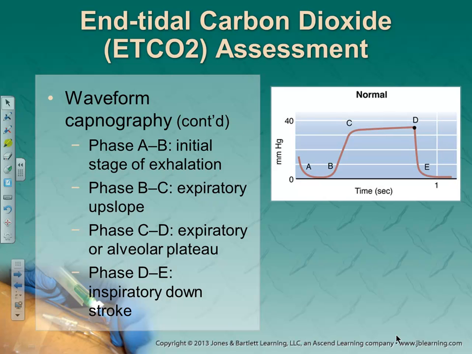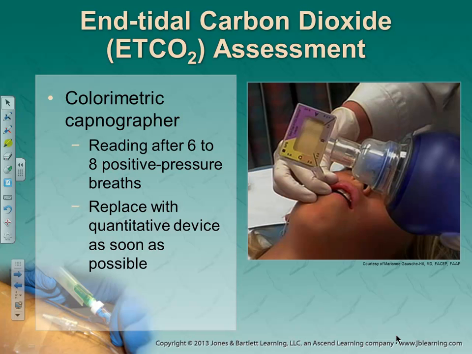You've got a couple of phases of waves. I'm not going to go real deep into explaining them right now. Just know that phase A through B is your initial stage. B and C is where you're breathing in. C and D is the plateau phase. All right, so you're not breathing in anymore. It's where the air is getting utilized. And then D and E is the inspiratory downstroke. So this is what a normal waveform would look like. Breathing has normal waveforms, just like cardiac monitoring has normal waveforms.